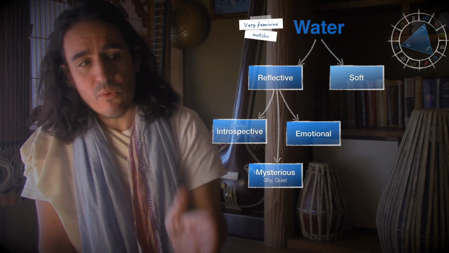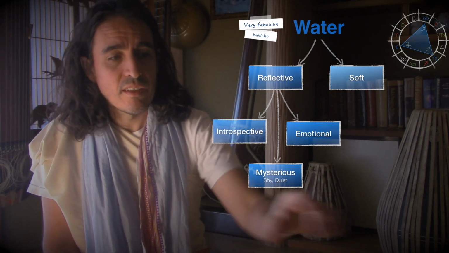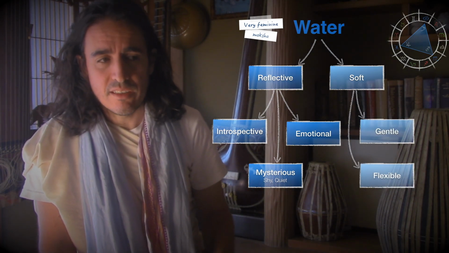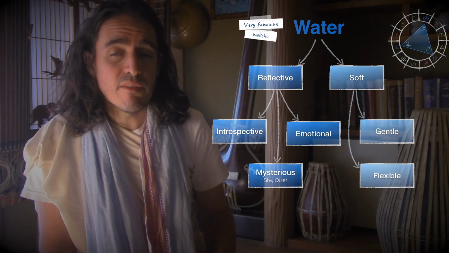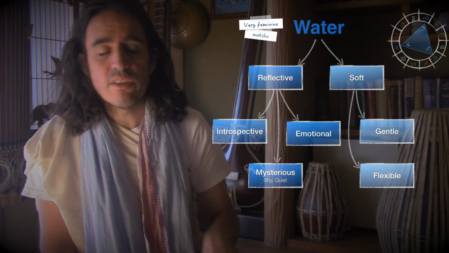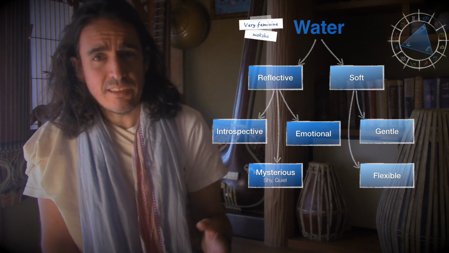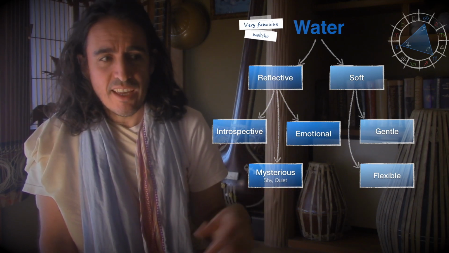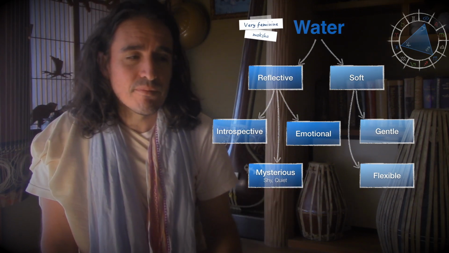And the other thing about water is that it's soft. And the softness of water gives it these two symbolic traits. It's gentle and flexible. So water is not punishing and decisive like fire. It's flexible, it's not decisive, and it's gentle, it's not punishing.